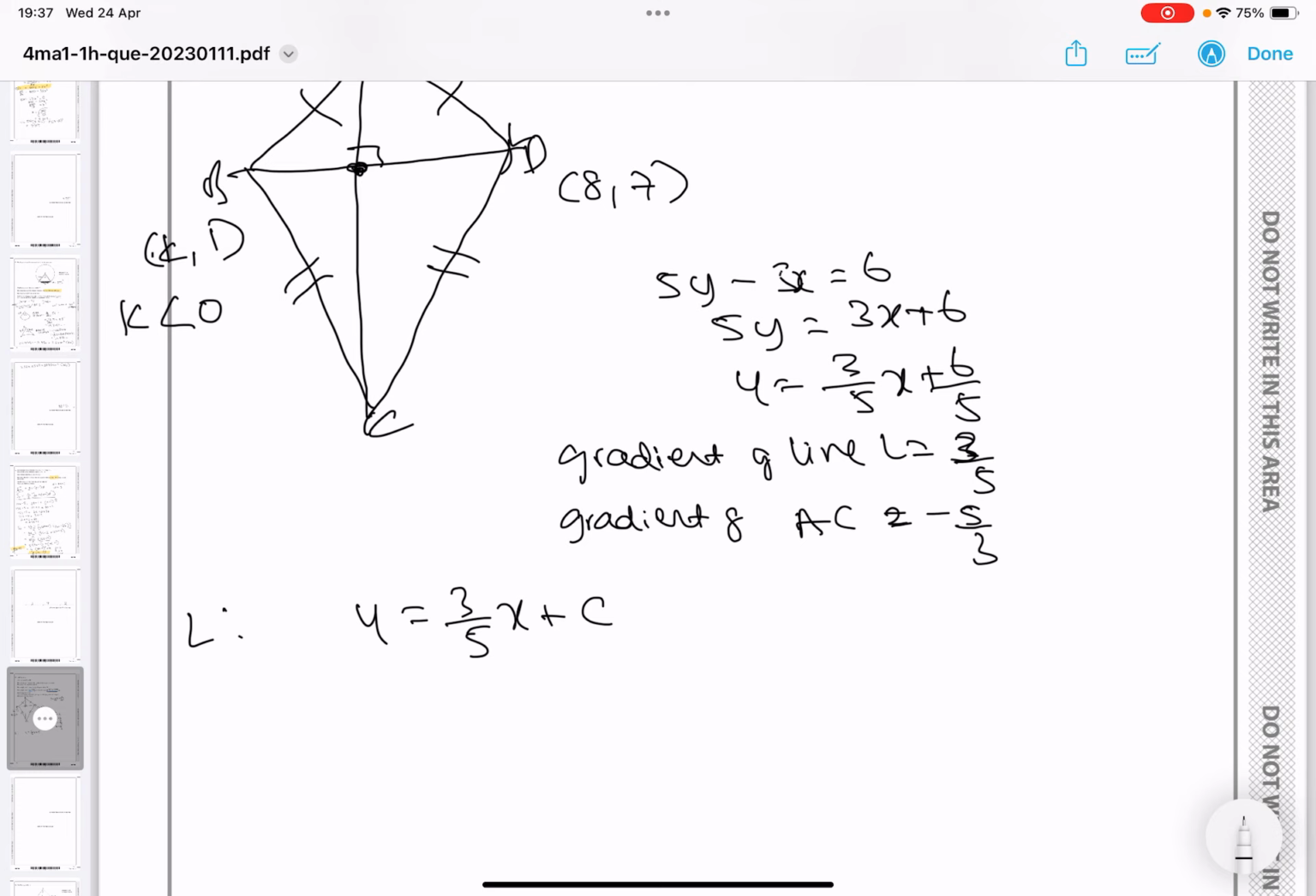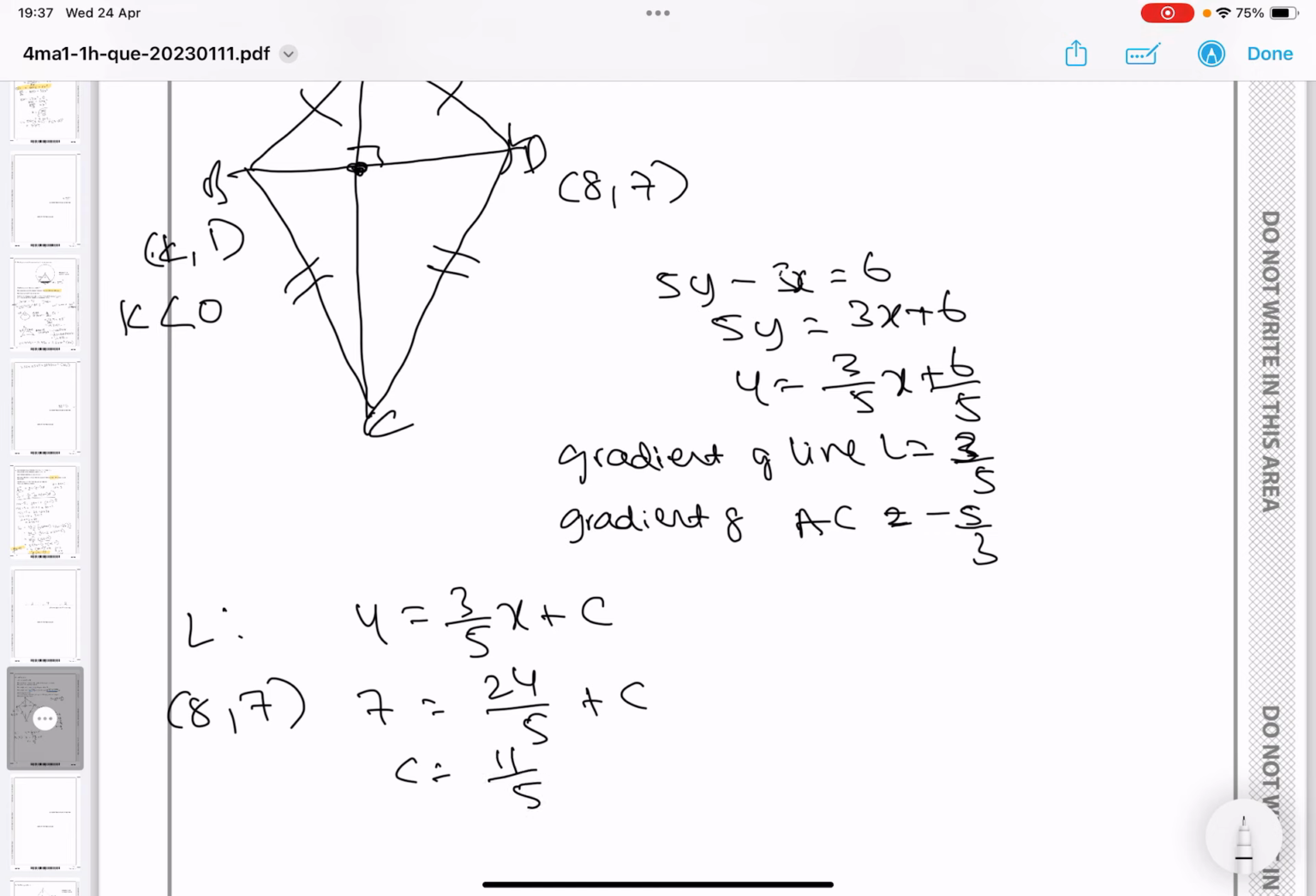Let's substitute some coordinates to find what c is. So BD, which is line L, is passing through coordinates D, which is (8, 7). So if we substitute 8, 7 in here, 3 over 5 multiplied by 8 will give you 24 over 5 plus c, and the y coordinate is 7. So c is going to equal, let me just work that out quickly, 11 over 5.